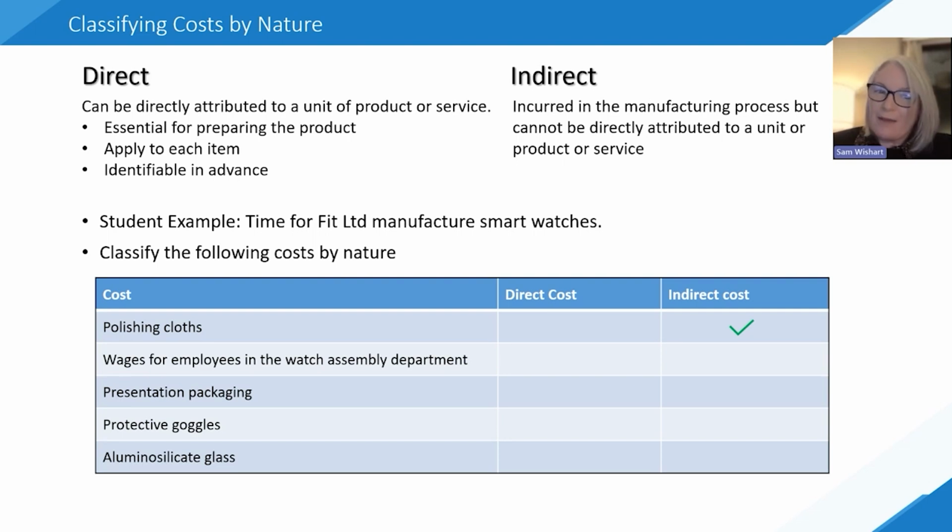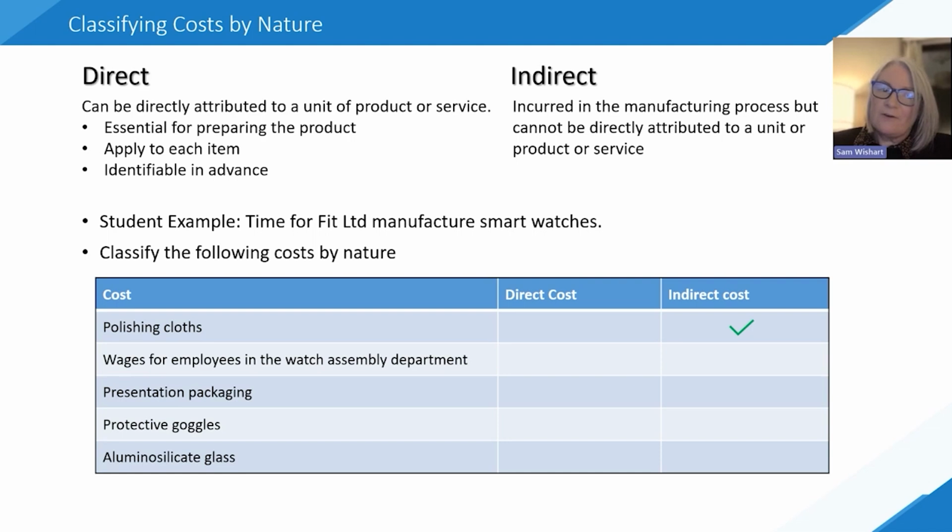Is it essential for preparing the product? Not necessarily. We could probably get away with producing the watches without polishing them. They might not look very smart. So I think we would say that polishing cloths in this context are an indirect cost.